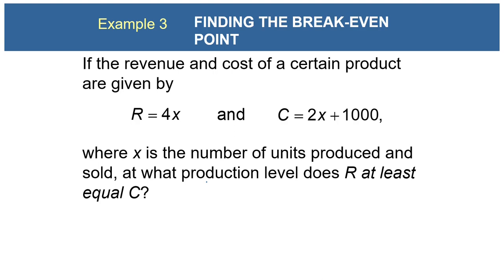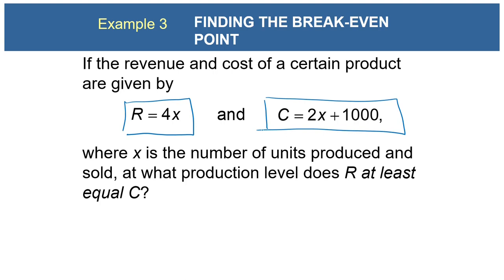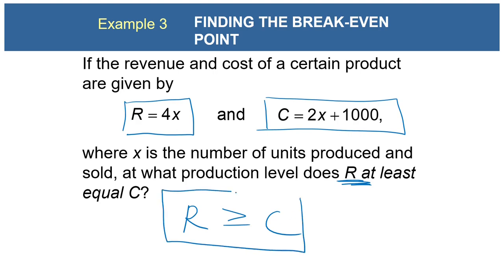Example 3: if the revenue and cost of a certain product are given below, we have the revenue R equals 4x, and the cost function C equals 2x plus 1,000, where x is the number of units produced and sold, at what production level does R at least equal C? So in this case, we want to know when R is at least equal to C, so we want to set up a situation where R is greater than or equal to C. That is what we're trying to solve.